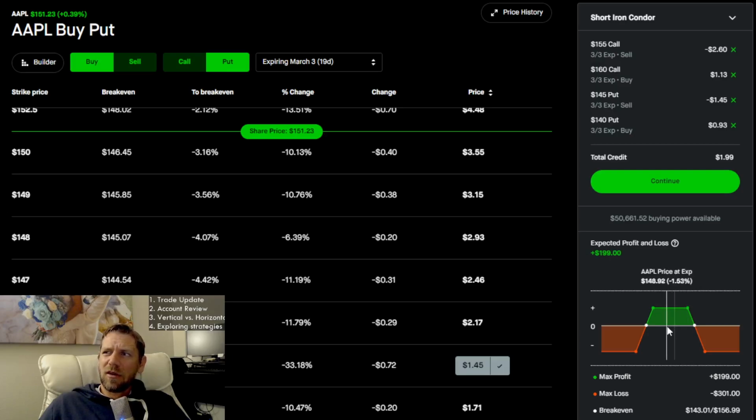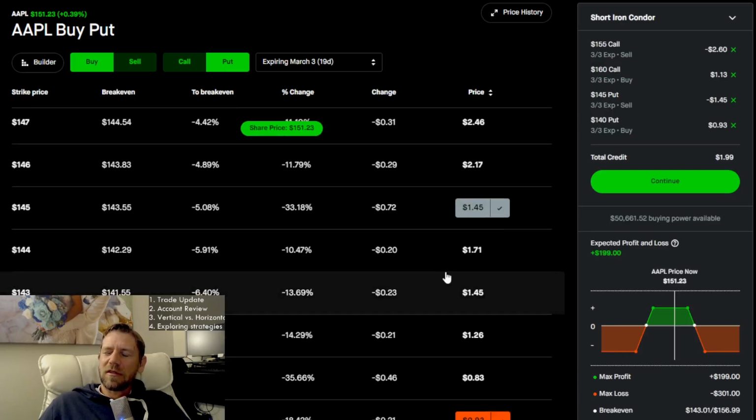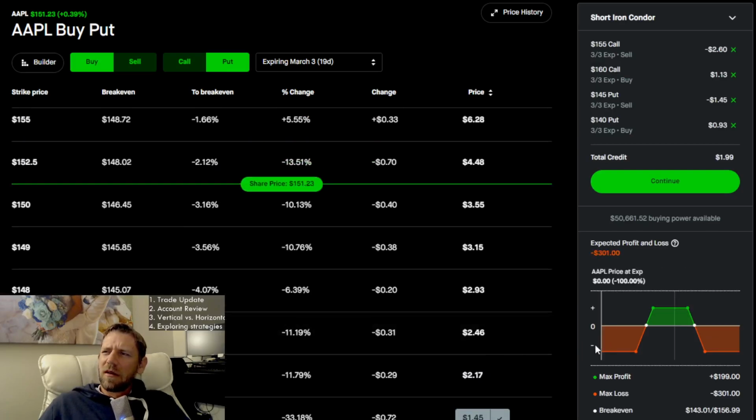I'll get that $200. But what's also happened is that my max loss has increased proportionally, because I've given it such a wide range here. And it's now, I'm sorry, it's $300 loss, $301 loss if I hit this downward limit. So if the stock goes over 160 or under 140, I know it's a wide range, but still I get hit with this huge loss.